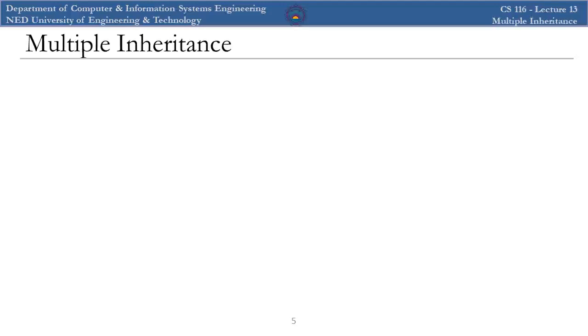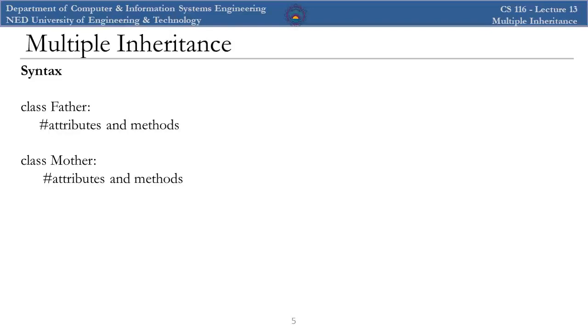Now the syntax for implementing multiple inheritance is really simple. Let's suppose this is one class called father and it has some attributes and methods, and then there is another class called mother and it has some attributes and methods. If I want to make a third class and make it inherit from both these classes, father and mother, I just have to give the list in these round parentheses. So it's just like single inheritance, but here you just increase the number of parent classes.